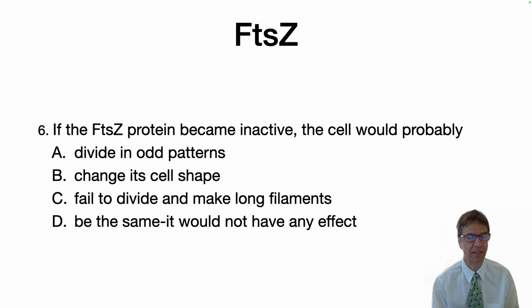Okay, concept check here to see how you're doing. If the FtsZ protein became inactive, the cell would probably what? The correct answer is C, fail to divide and make long filaments. Remember that FtsZ forms the Z ring in the cell and is involved in dictating where the cell divides. If you get rid of that function, the cell can't divide anymore.